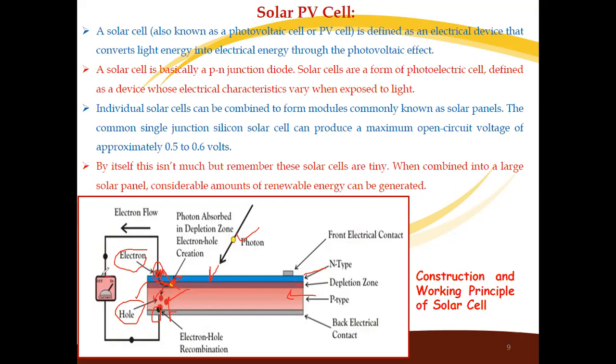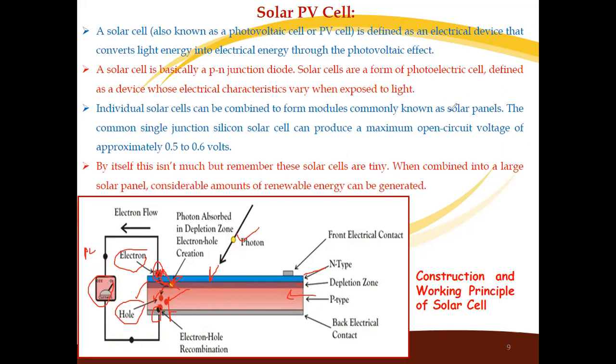The pn junction will behave like a small battery cell, and the voltage is set up between the P junction and the N junction. That voltage is known as photo voltage. So if we connect a small load across this junction, a tiny amount of current will flow through it. So this is the construction and working behind this solar cell.